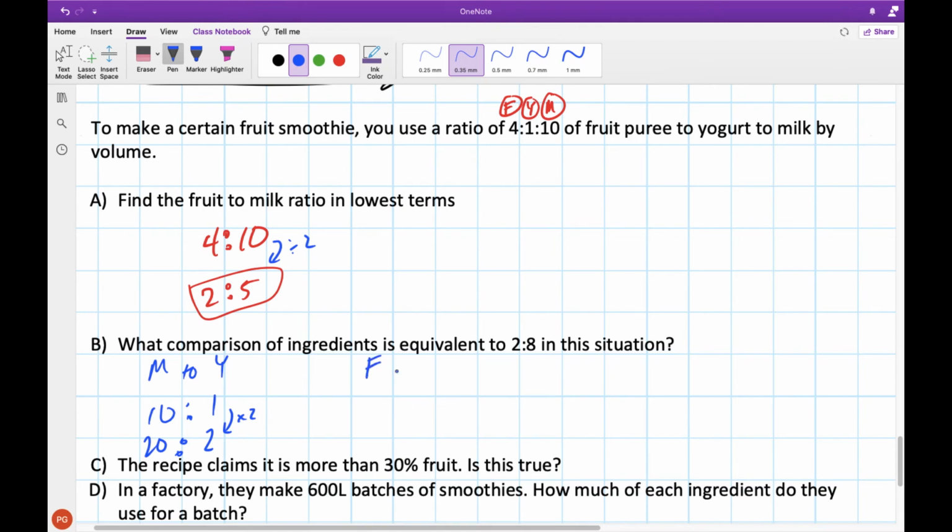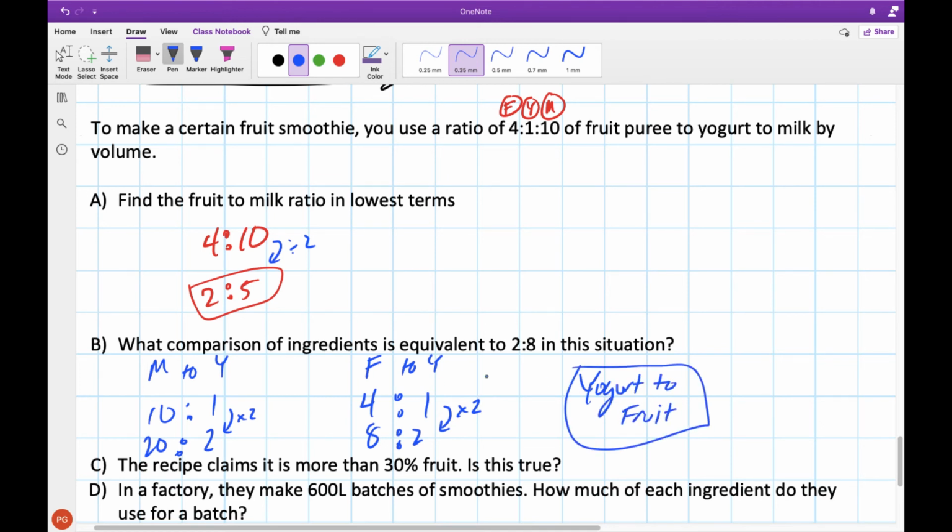So I guess we try the fruit to yogurt. So fruit is 4, yogurt is 1. So if we want to compare it to this, we need one of these to be a 2. So if we multiply both sides by 2 here, we'll get 8 to 2. We got the order wrong, so again, just like our example, we got to swap this around. The ratio that we're looking for is the yogurt to fruit ratio. That ratio in that order, right, we had to swap the order here, gives us 2 to 8. If you said fruit to yogurt, you'd be close, but not quite correct. Yogurt to fruit. The order does matter.